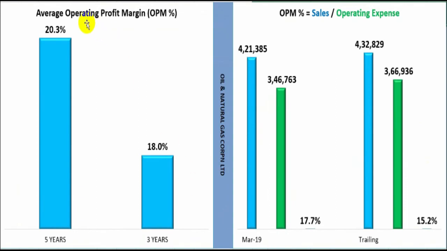The average operating profit margin of the last 5 years stood at around 20%, and in the recent 3 years, although it has dropped a bit to 18%, it is still above my benchmark of 15. If we look at the individual values of March 19, the operating profit margin earned was 17.7%. The total expenses were 3,46,000 crores and the total revenue was 4,21,000. In the recent 12 months, the sales is 4,32,000, increased from where it was in March 19, and the expenses also have gone up from 3,46,000 crores to 3,66,000 crores, and therefore the OPM has fallen to around 15.2%.